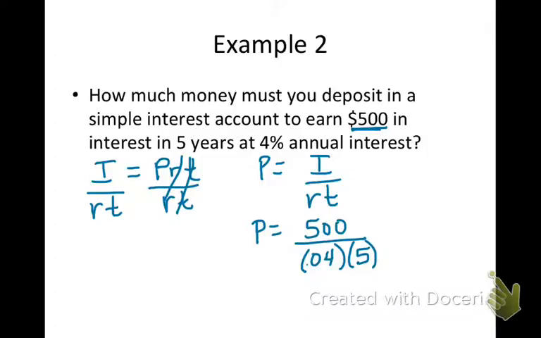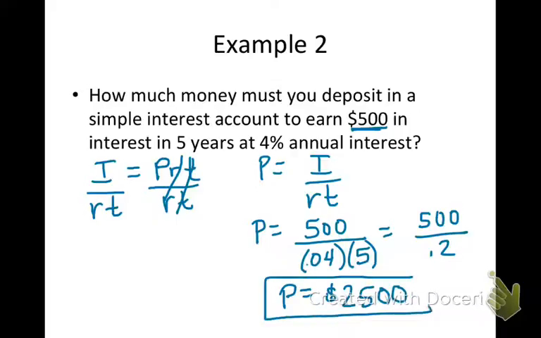So if I multiply 5 and 0.04, I get 0.2. So in this case, my principal is going to be equal to $2,500.